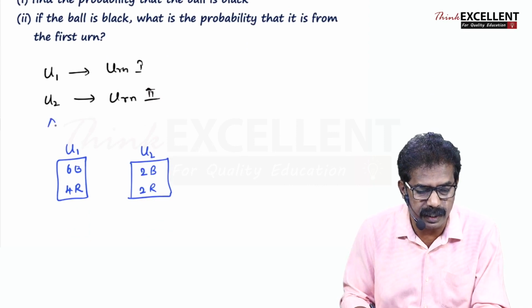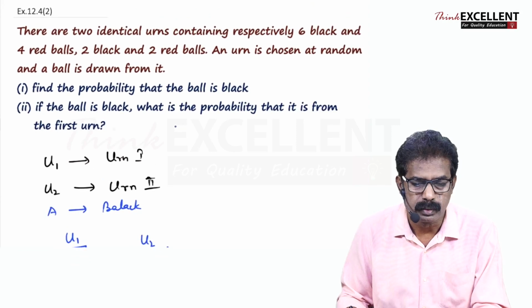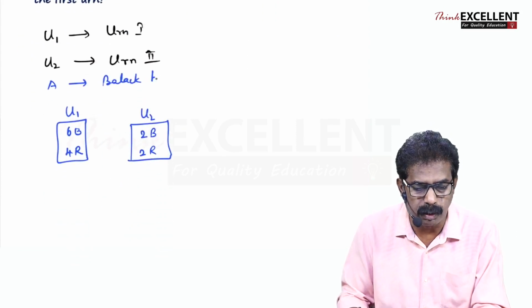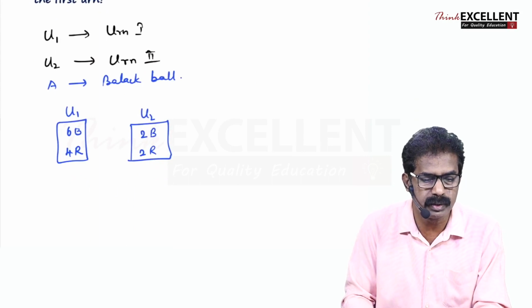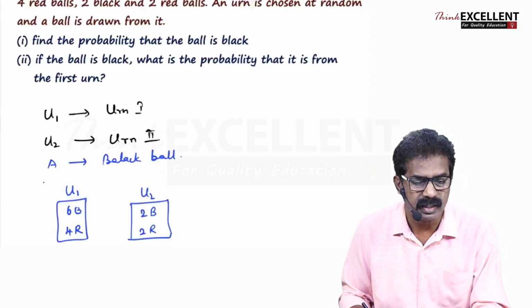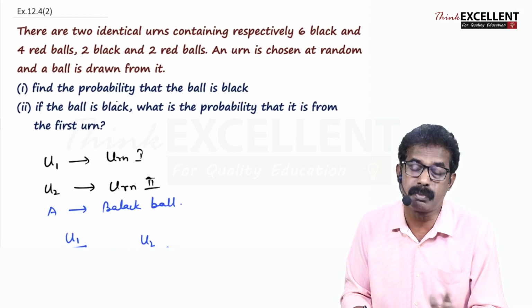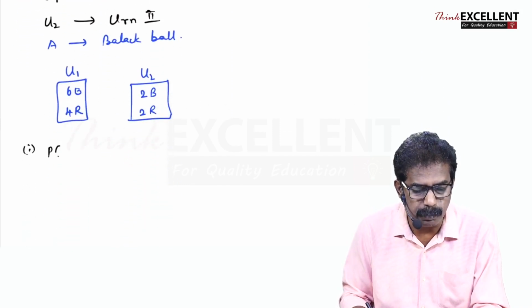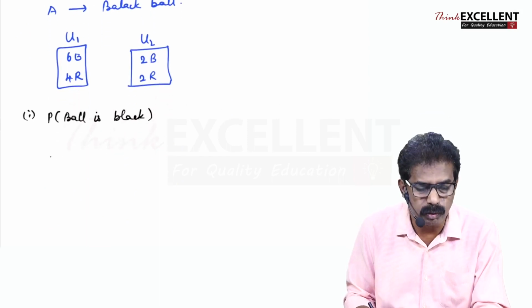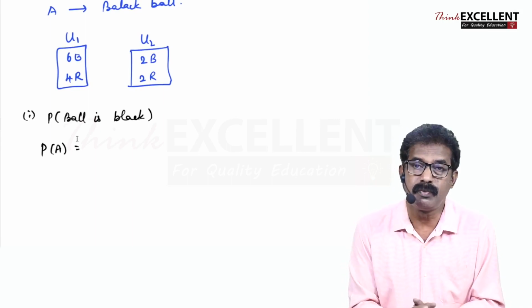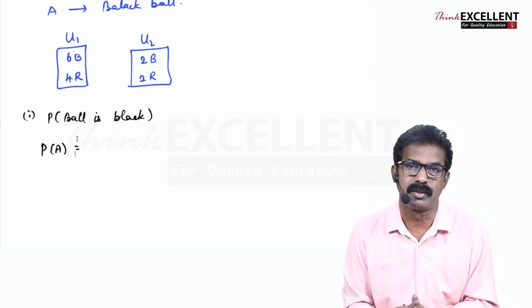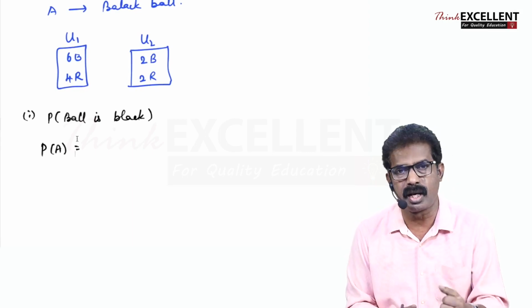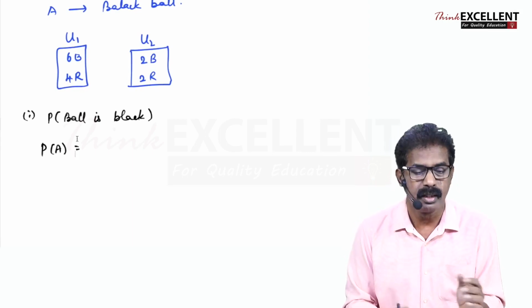So next, event, let A denote an urn is chosen and a black ball is drawn. Now there are two subdivisions. See the first part, what they asked. The first subdivision is to find the probability that the ball is black. We have taken that as A, so you find P of A, that is the total probability. Black ball is in which urn? Both the urns contain black balls. So there are two possibilities: select the first bag and draw a black ball, or select the second one and draw a black.